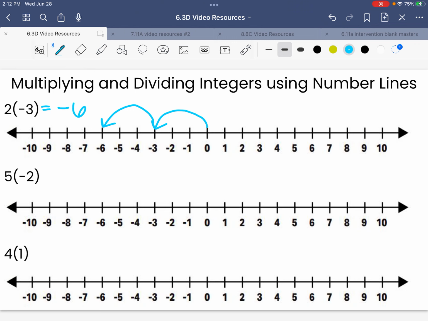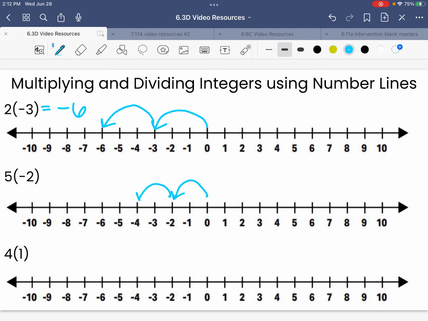So now we'll look at 5 times -2, or 5 groups of -2. So now I know I'm going to have 5 jumps of -2 each time. So I'm always going to start at 0, and I jump my first -2.